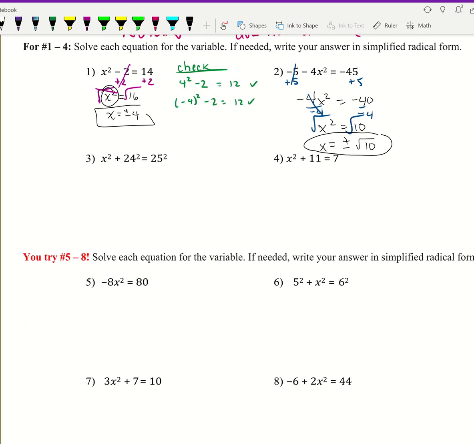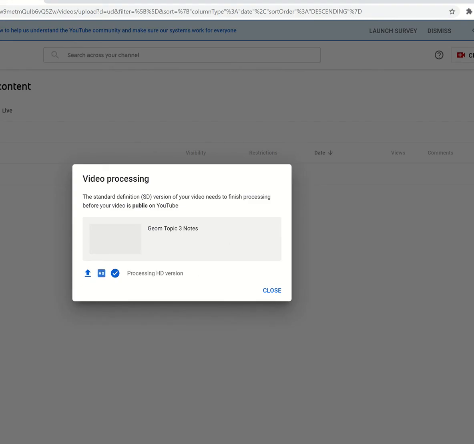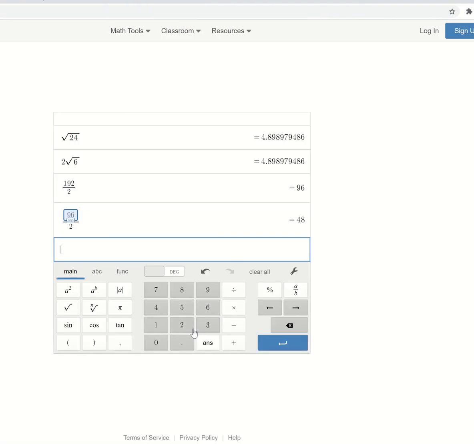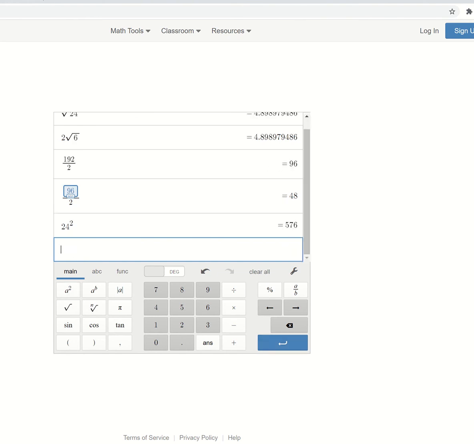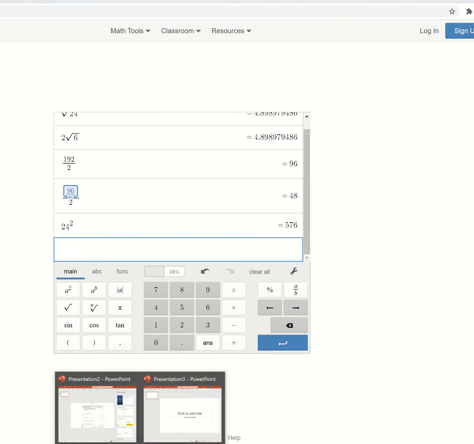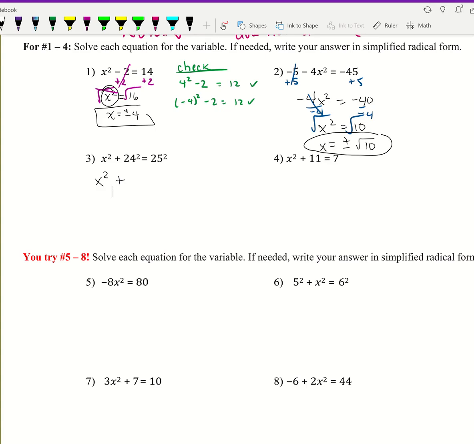Number 3. I'm going to go ahead and start by simplifying this because it just looks kind of funny the way it's written. I'll write this as x squared plus, and I could use a calculator to help me with this. 24 squared, there's a square button on most calculators, is 576. And I could do that same thing with 25 squared, or I could do 25 times 25.